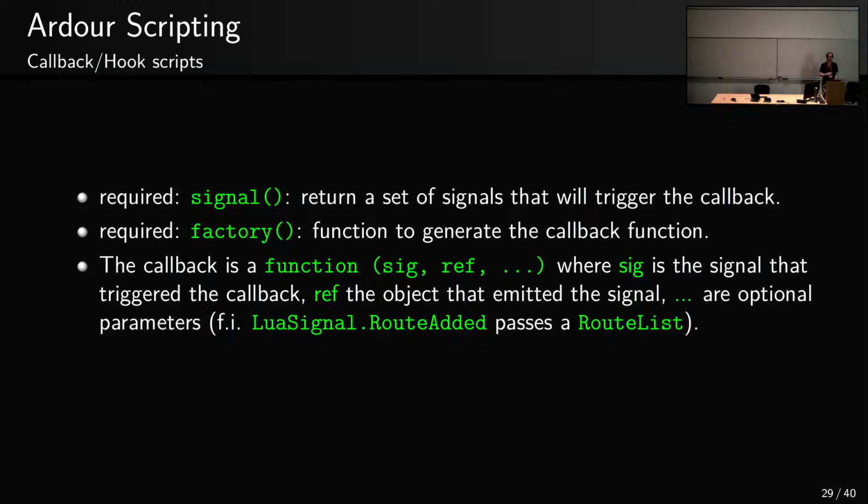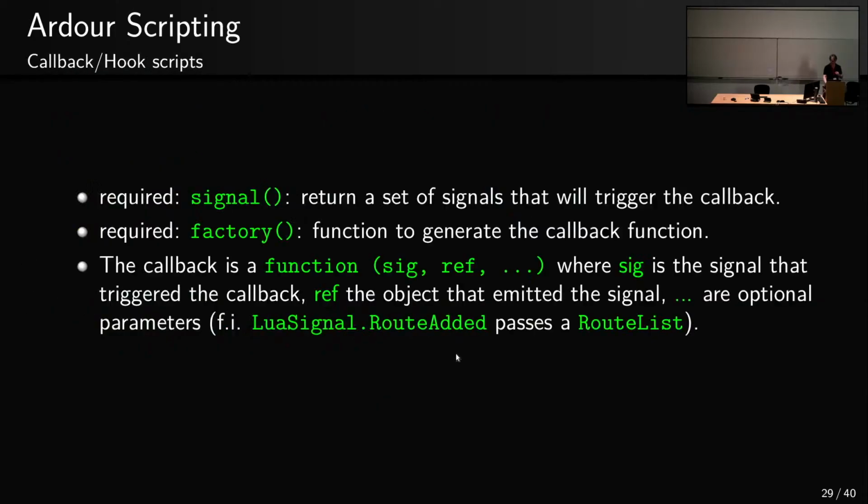The callbacks, or we call them hook scripts internally, first require a signal function that returns a set of signals that will trigger the callback. So there can be more than one that triggers a given script. And then a factory function to generate the callback function. The callback function first receives the signal that actually triggers it, since you can have multiple ones. Then you can get a reference to the object that causes the signal to be triggered, and an optional number of parameters.